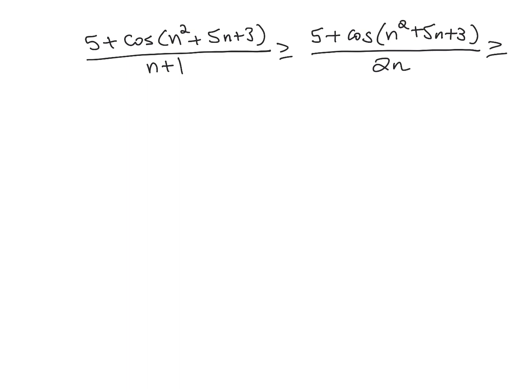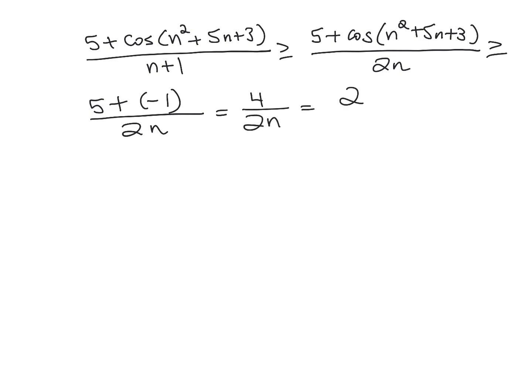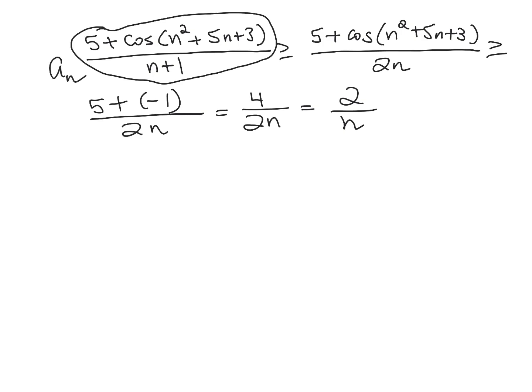But remember, cosine of anything is greater than or equal to minus 1, so this is greater than or equal to 5 plus negative 1 over 2n, which is 4 over 2n, which is 2 over n. And now let's label 5 plus cosine of n squared plus 5n plus 3 over n plus 1 as a sub n, and 2 over n as b sub n. So here a sub n is greater than or equal to b sub n.